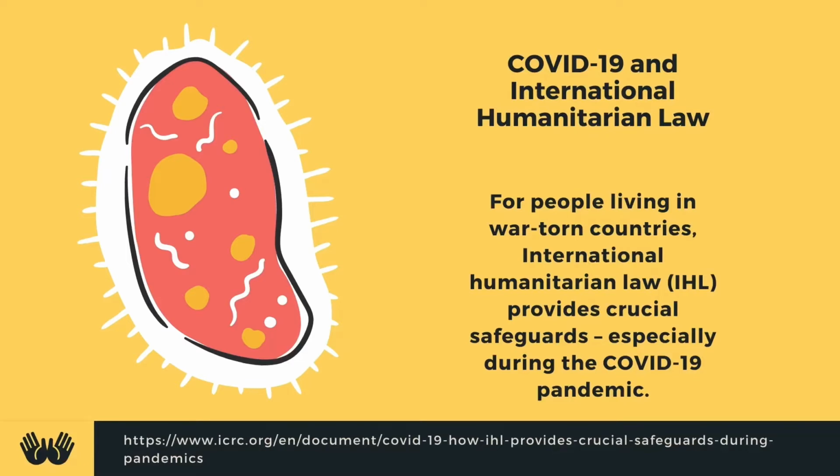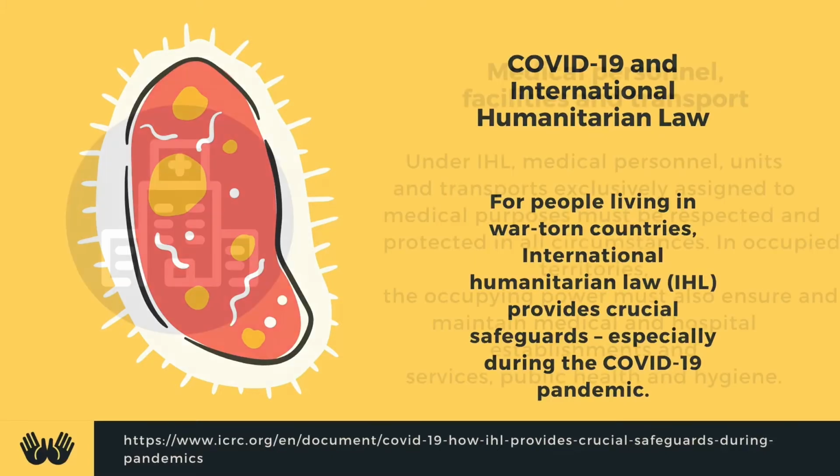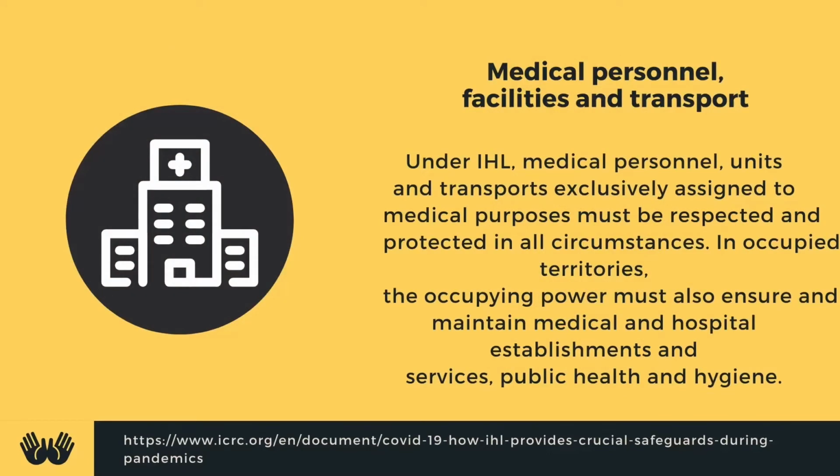Nowadays, during the pandemic of COVID-19, international humanitarian law works even more than on usual days. For people living in war-torn countries, international humanitarian law provides crucial safeguards, especially during the pandemic. Adequately staffed and well-equipped medical facilities are necessary for the provision of medical care on a large scale, as demonstrated by the outbreak of COVID-19. Under international humanitarian law, medical personnel, units, and transports exclusively assigned to medical purposes must be respected and protected in all circumstances. In occupied territories, the occupying power must ensure and maintain medical and hospital establishments and services, public health, and hygiene.